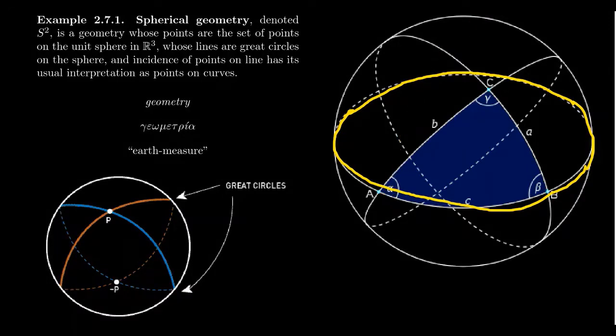You can't try to do something like this and say, aha, I just have a smaller circle. That's not a great circle. The diameter of that circle is not the diameter of the sphere. So that would not be a great circle. Thus, it's not a line for this geometry. All lines will intersect the equator somewhere. So all lines intersect each other in this geometry.